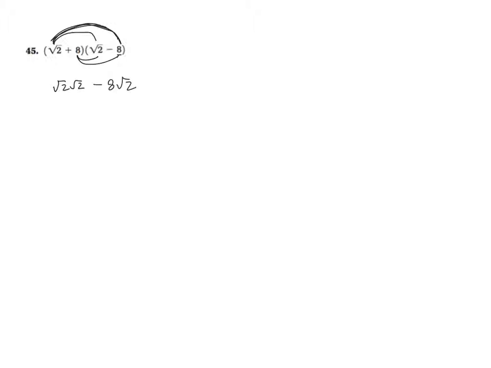Notice how I write the normal number before the radical, so 8 root 2. And then the next one will be plus 8 root 2. That's this one. And then lastly, 8 times negative 8 is negative 64. On the first one, root 2 times root 2 is the square root of 4, which is just 2.